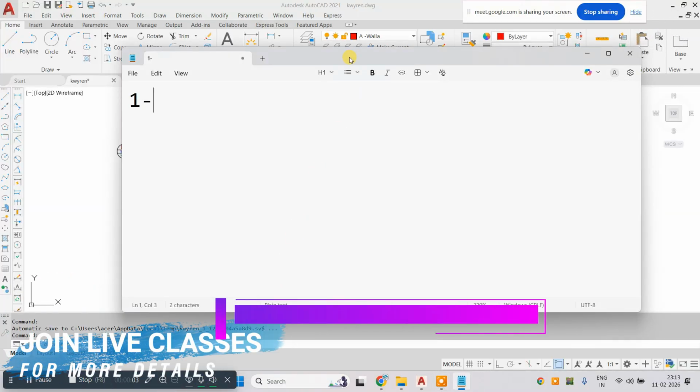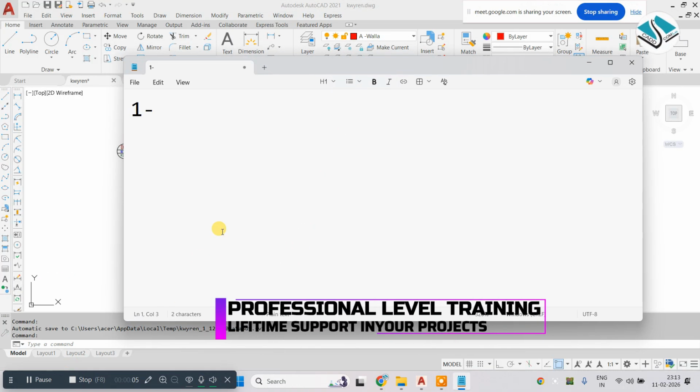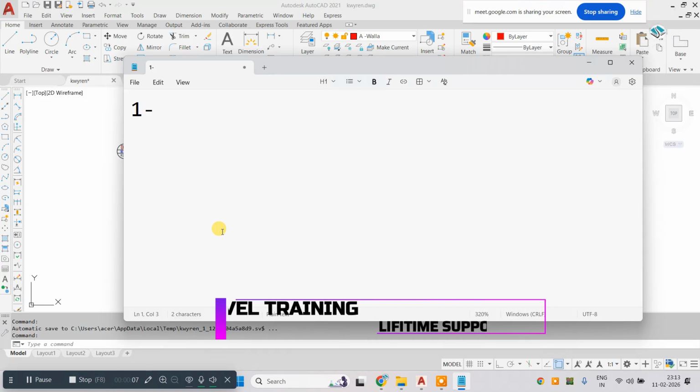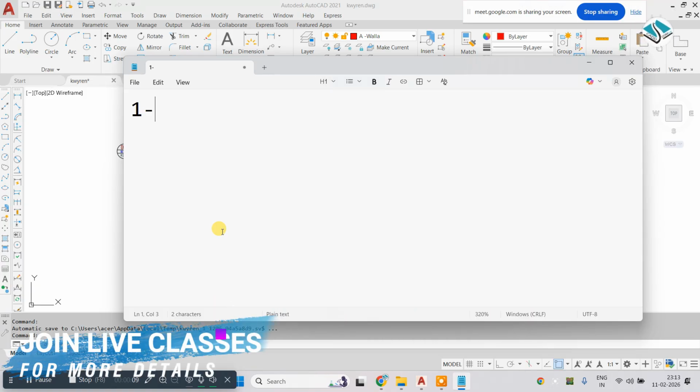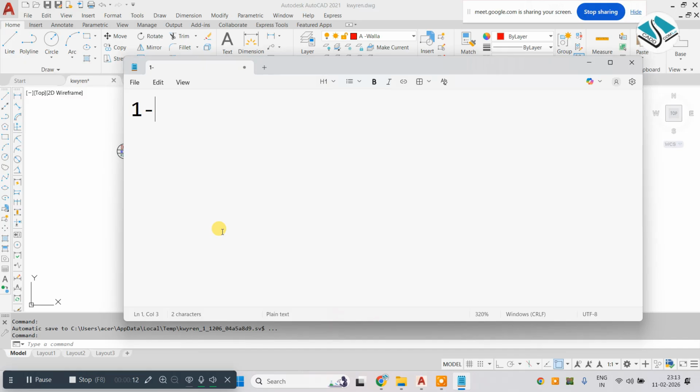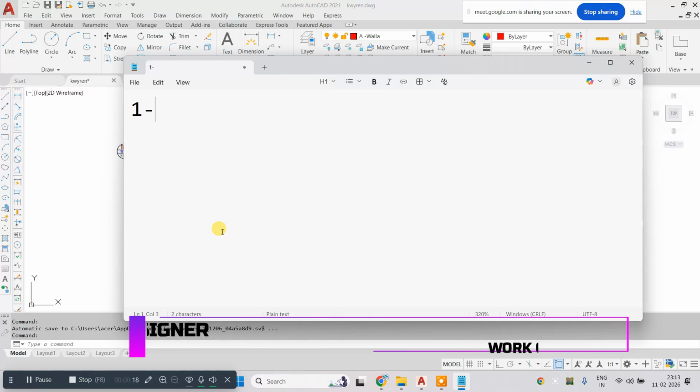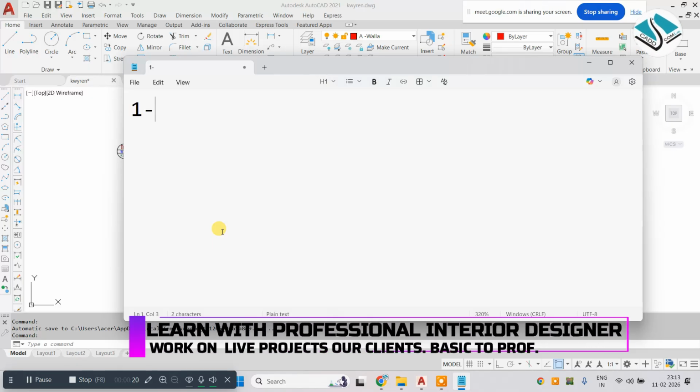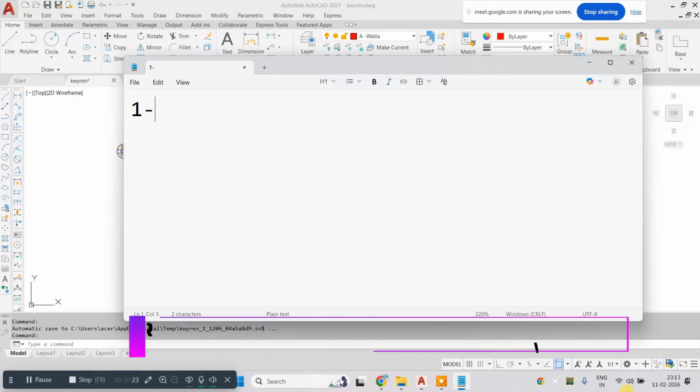Learn about the important points. Differences between the architecture and the interior. Point number one. What are the common differences between the architecture part and the interior part?